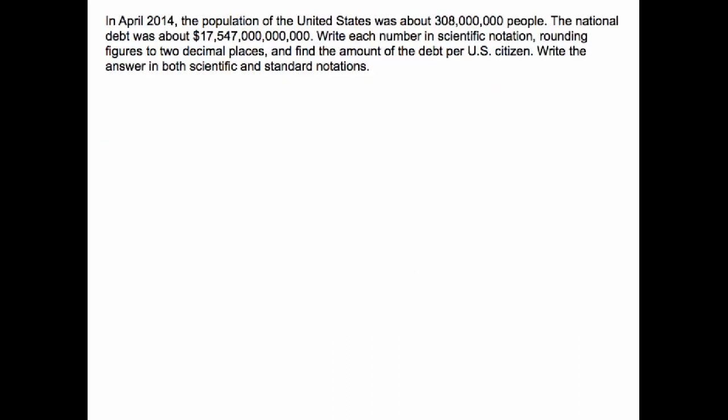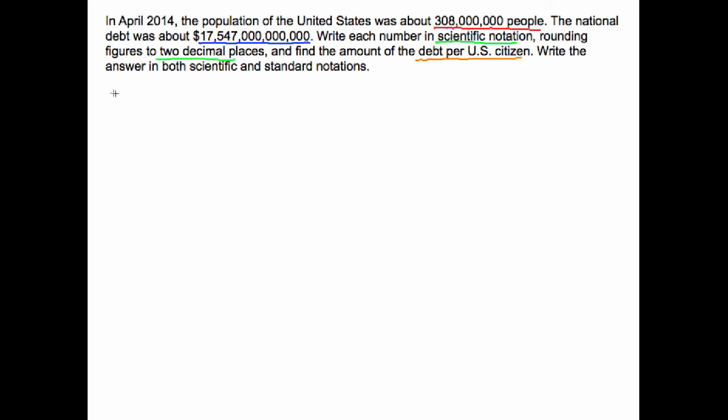Thank you. In April 2014, the population of the United States was about 308 million people. The national debt was about $17,547,000,000,000. And what we want to do is write each number in scientific notation, rounding the figures to 2 decimal places. And from those numbers, we would like to turn around and find the amount of debt per U.S. citizen. And we want to write the answer in both scientific and standard notation.